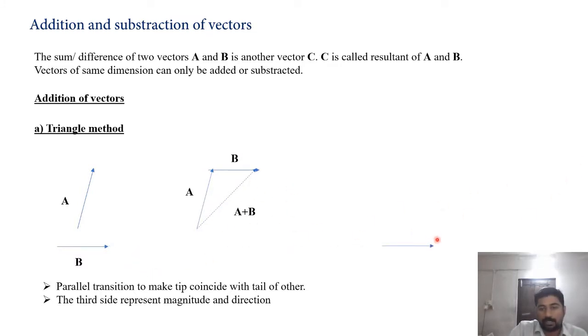If you transfer B here and make a transition of A here, the tip of B will coincide with the tail of A. And if you make this triangle, this side will represent A plus B. So this is the method. There are two possibilities we can do to add two vectors. The third side will represent the resultant vector and this direction is coinciding with the tip of the second vector.